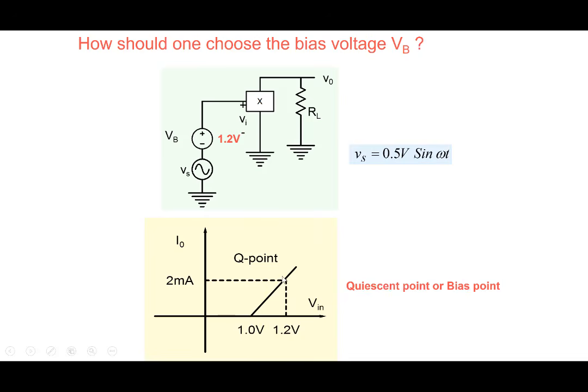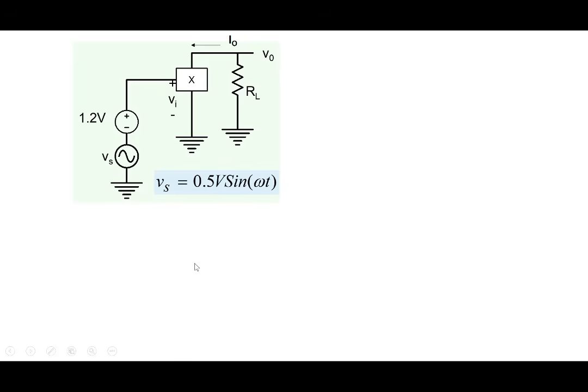In the absence of the signal, we are applying a bias voltage, so we are operating at some particular point here. We have several names for it. We call it the bias point, the operating point, or the quiescent point. This is the place where we are operating our transistor with an input voltage of 1.2 and the corresponding output current is, let's say, 2 milliamperes. Okay.